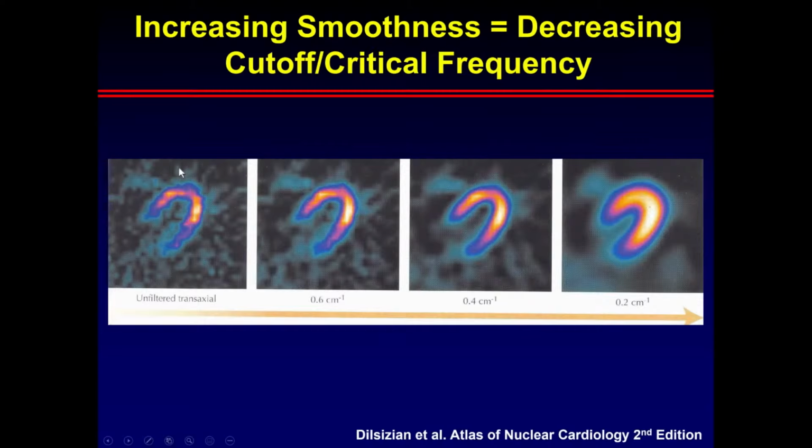So that's why when you think about your frequency cutoffs, and there are standard ones, that it be a certain level, that we have enough filtering to make a nice looking image, but we don't have too much filtering where we can't see perfusion abnormalities on the images we obtain.